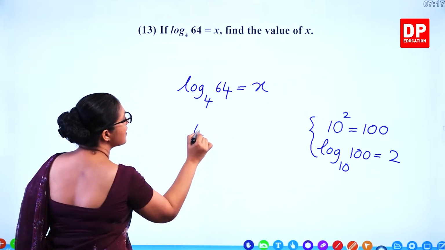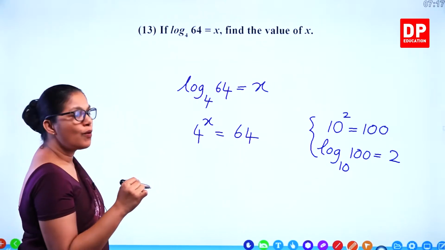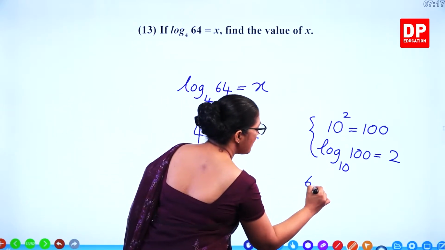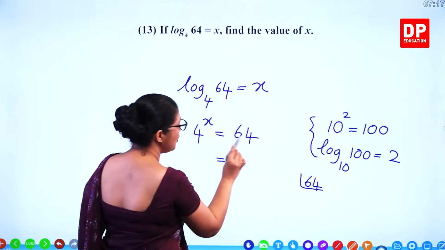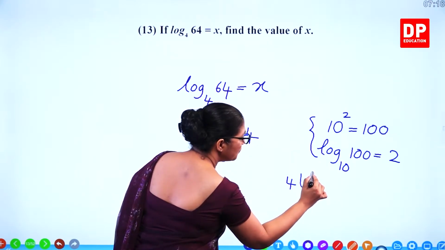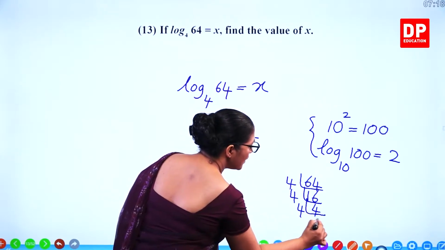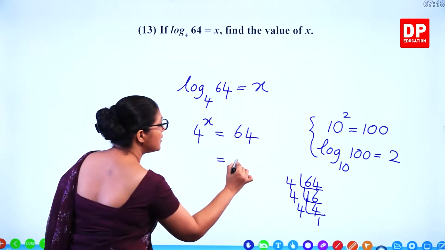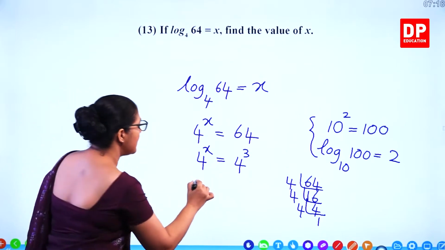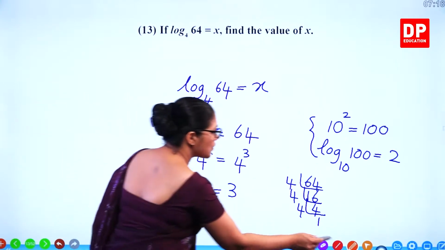4 to the power x is equal to 64. Now how can you find out x? We know 64. How many 4s are there? You need to convert to base 4. So we'll see how many 4s are there. Divide by 4. 4 times 1, 4, 6. And another 4, another 4. So 4 to the power 3. Same base, you can compare the powers. So what's the x value? X becomes 3. So 2 marks for that.